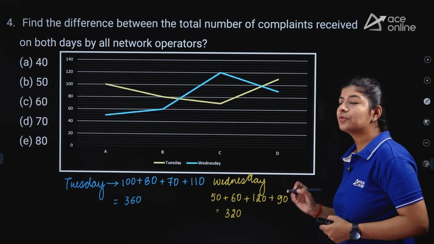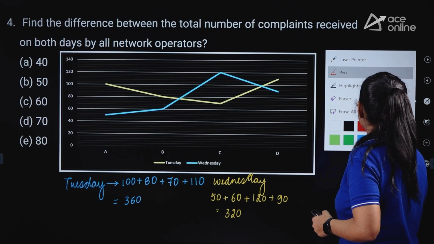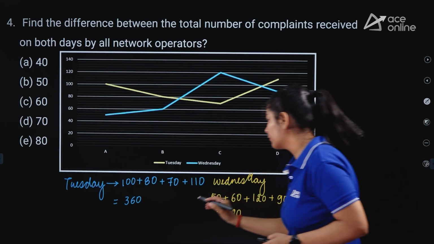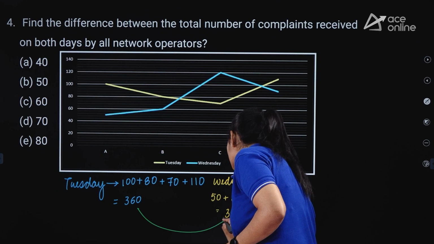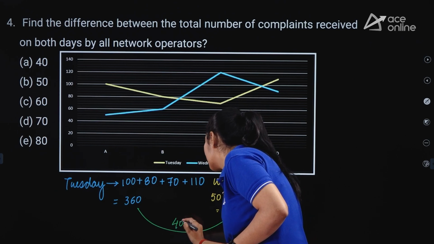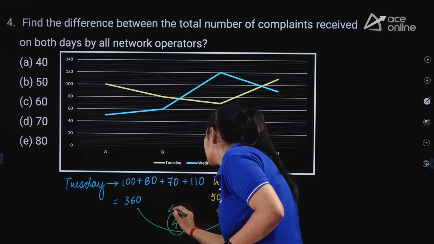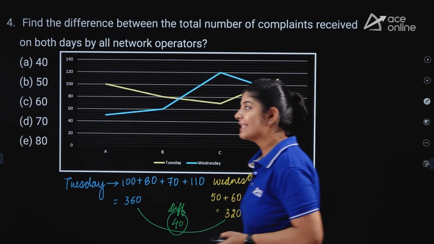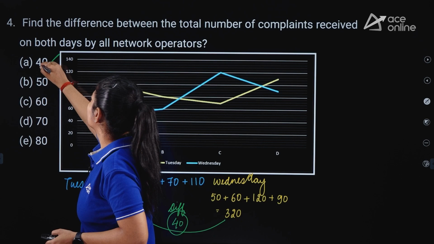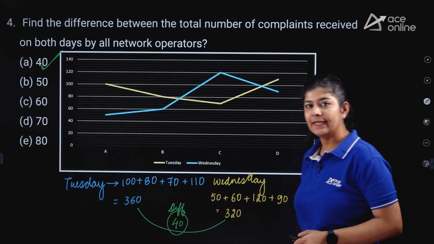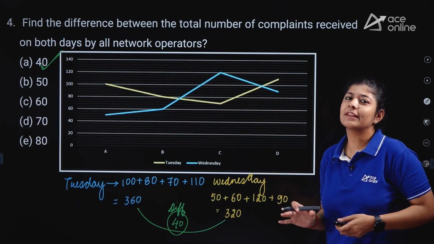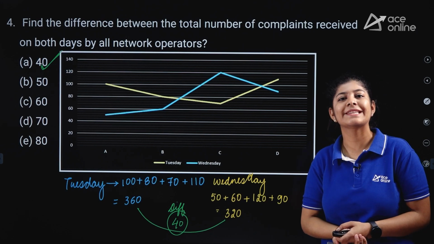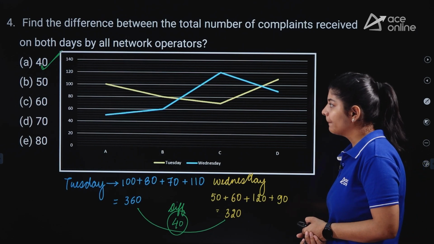And what we need to do is find the difference. So the difference between these two is 40. 40 complaints. This is your difference. Do we have that in our options? Yes. Option number A is the correct one. The only thing that we need to do is calculate the differences, right? Next.